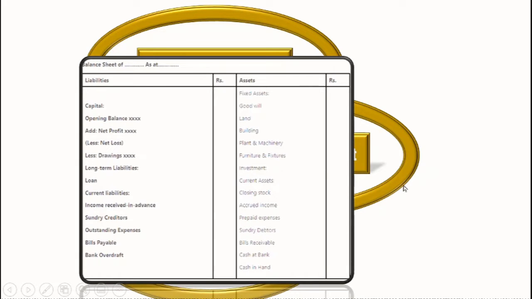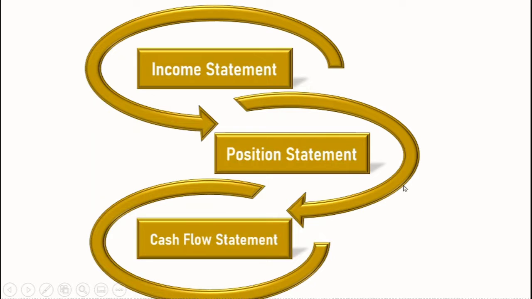assets. Coming to the third one, that is a cash flow statement. This measures how well a company generates the cash to pay its debt obligations. It is a statement which gives a picture of inflow of cash and outflow of cash. So cash inflow and cash outflow. So this cash flow statement complements the balance sheet, that is the position statement, and the income statement.